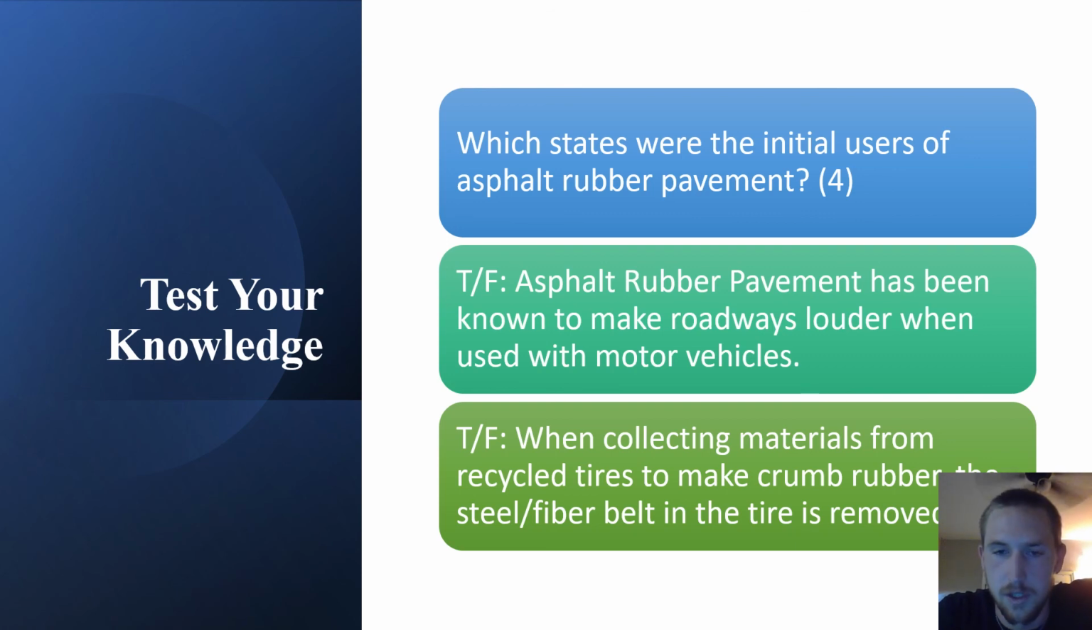Another true or false question, number 3: when collecting materials from recycled tires to make crumb rubber, the steel or fiber belt in the tire is removed. That one is true. Like I said earlier, the steel or the metal belt within the tire is removed so that just the crumb rubber can be used.